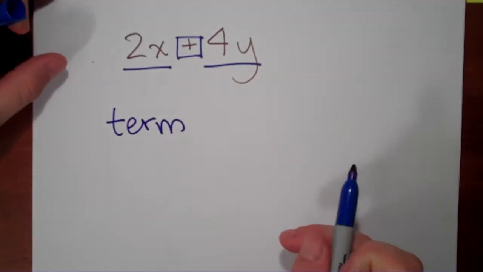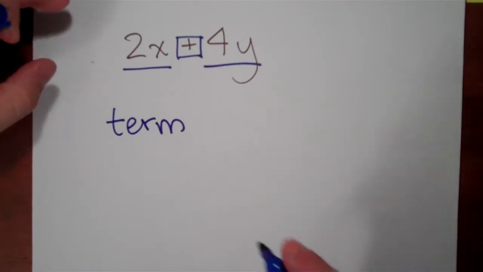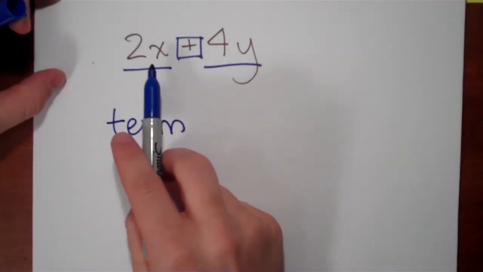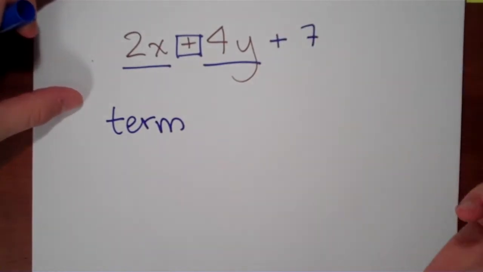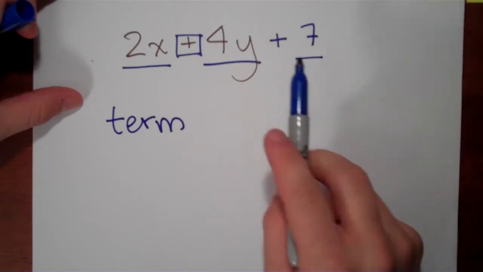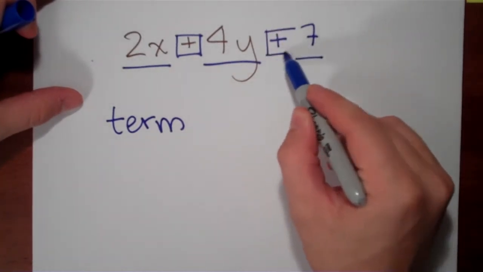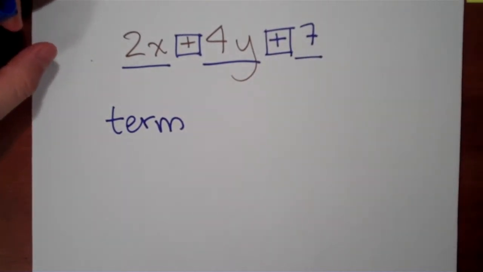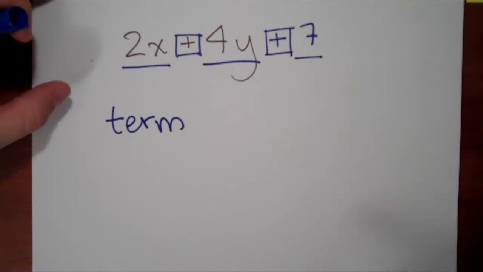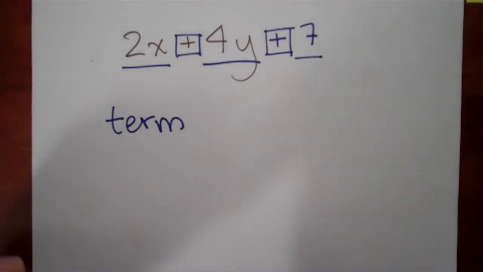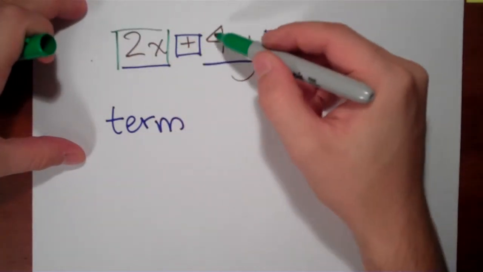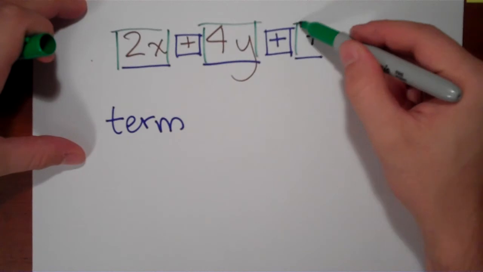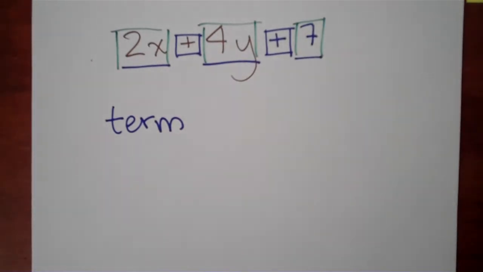2x is a term. It's a grouping of numbers and variables, coefficients and variables, or it could be constants. If we were to add 7 here, for example, that would also be a term because it's separated by some type of operation. So each of these are terms in an algebraic expression. Okay, and we're going to use these boxes to figure out how to solve them a little bit better.